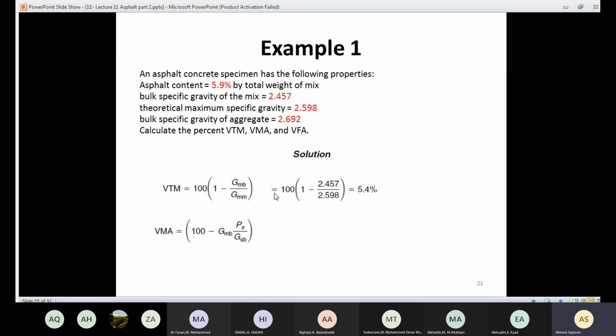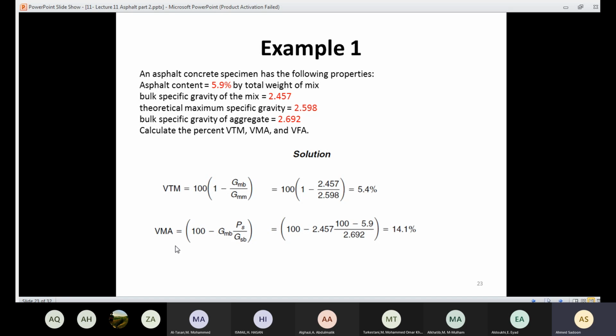Do I know GSB? Yes, it's given here, which is 2.692. What about the value of PS? PS is going to be 100% minus the asphalt content, because we say that P sub S plus P sub B should be 100%. So now I've got everything here.